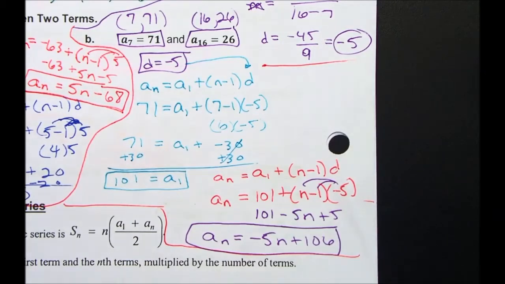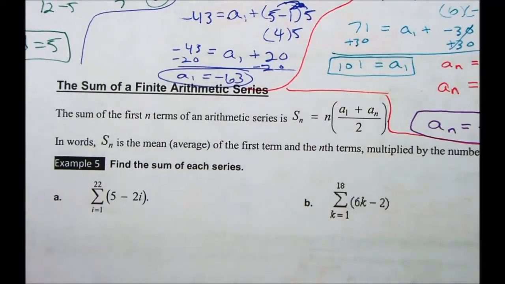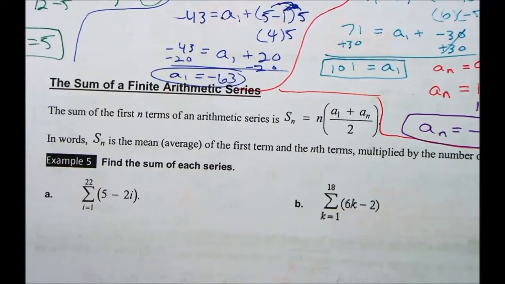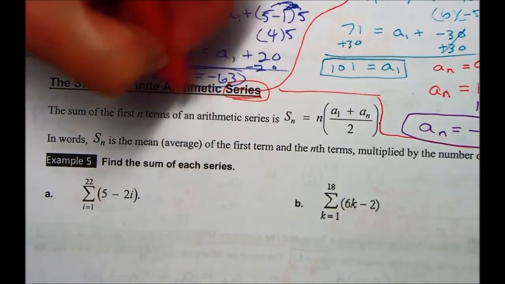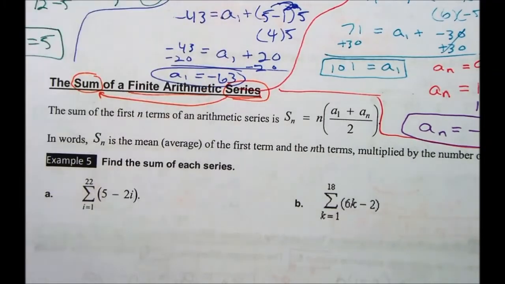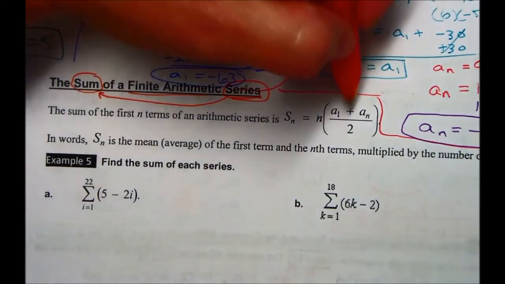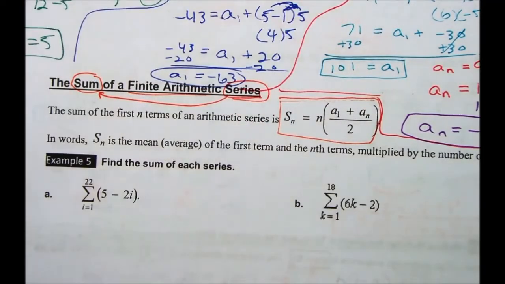Okay, last but not least, we are going to find the sum of a finite series. So notice we changed the word from sequence to series. Series, again, means that we're finding the sum of the arithmetic sequence. What's nice is we have a formula. We don't have to actually find all the numbers.